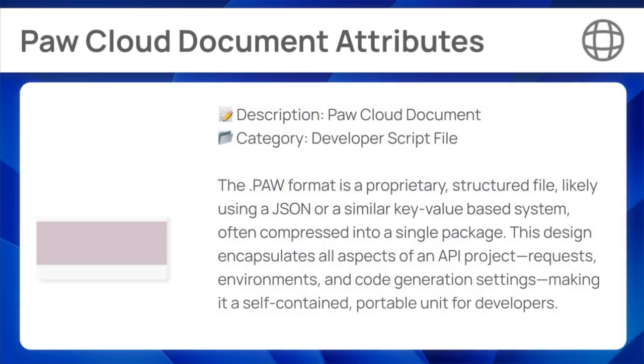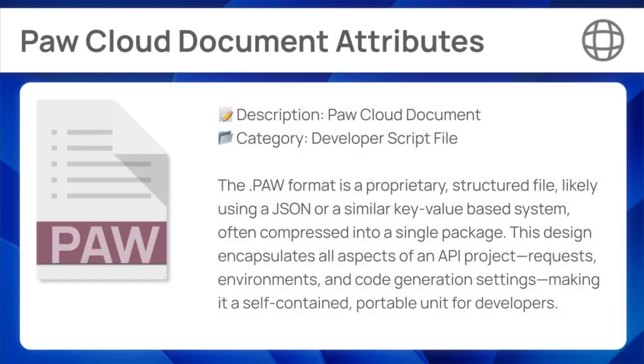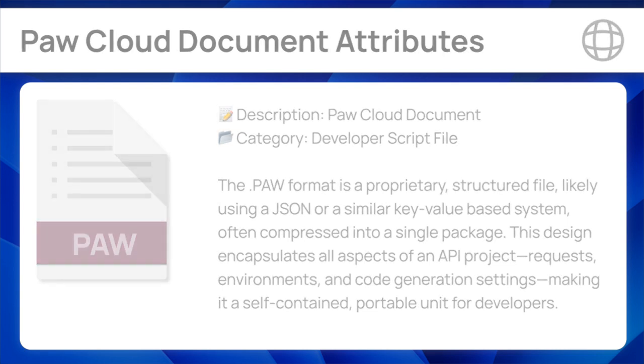The PAW format is a proprietary structured file, likely using a JSON or a similar key-value-based system, often compressed into a single package. This design encapsulates all aspects of an API project: requests, environments, and code generation settings, making it a self-contained portable unit for developers.